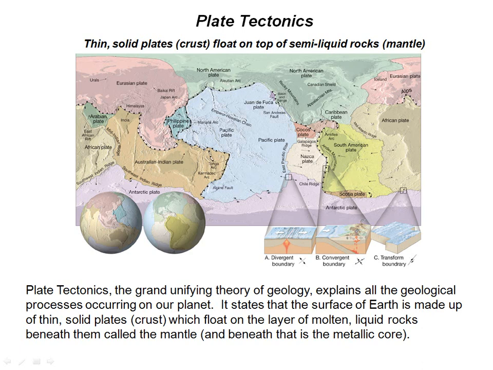Plate tectonics, the grand unifying theory of geology, explains all the geological processes occurring on our planet. It states that the surface of Earth is made up of thin solid plates, or crust, which float on the layer of molten liquid rocks beneath them called the mantle, and beneath that is the metallic core.